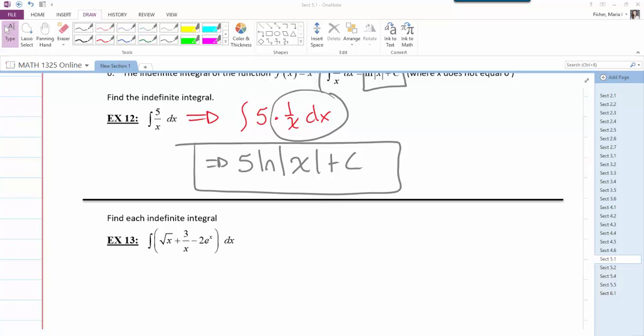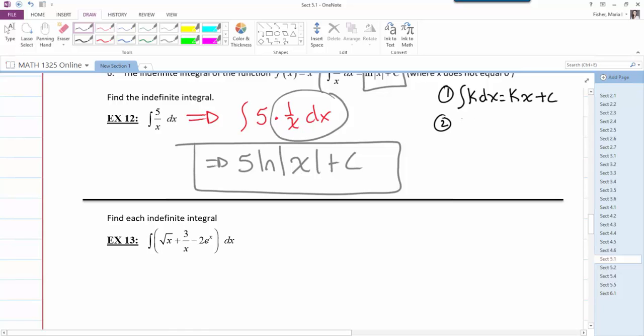So we've learned our 6 basic rules, and these 6 basic rules we have to have memorized. The rules are that the integral of a constant dx is equal to that constant times x plus c. The second rule we learned is that the integral of x to the n dx was equal to 1 over n plus 1 times x to the n plus 1 plus c.